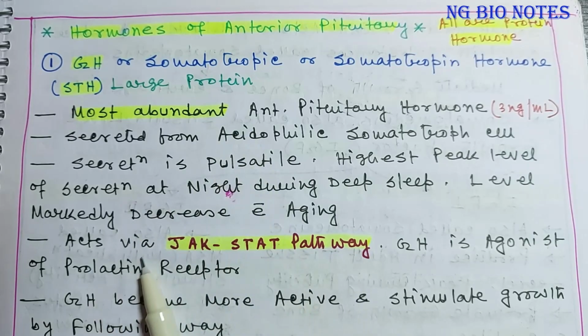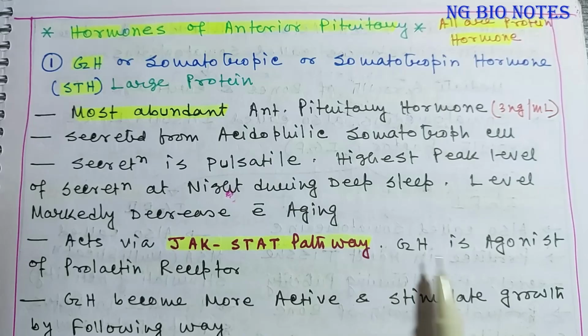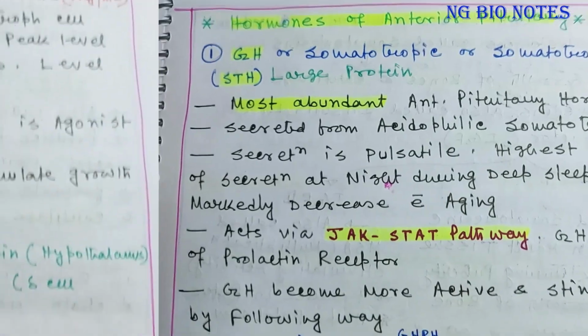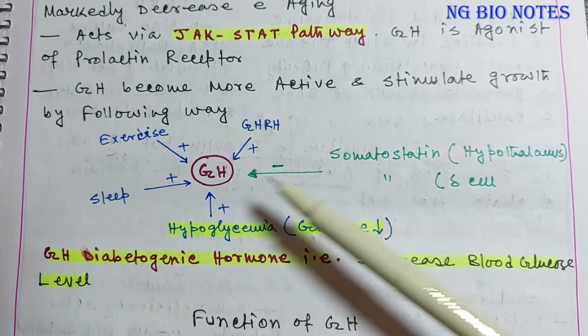This growth hormone acts via the JAK-STAT pathway, and growth hormone is an agonist of the prolactin receptor. That means prolactin hormone can also bind with the growth hormone receptor. The secretion of growth hormone can be controlled in various ways.